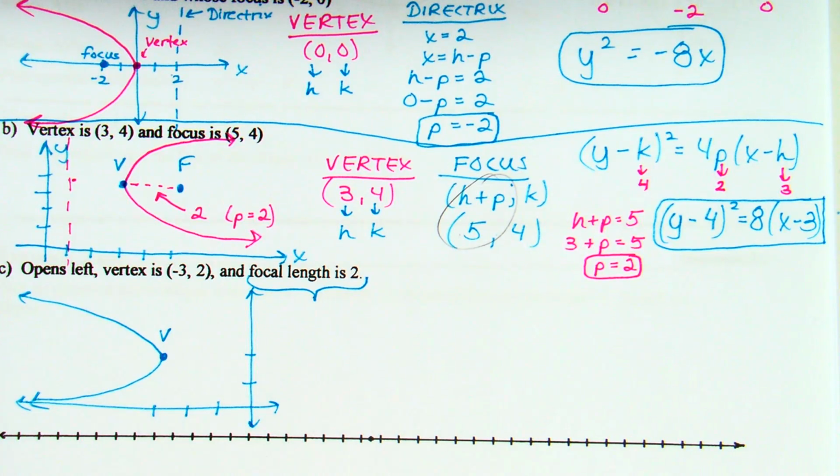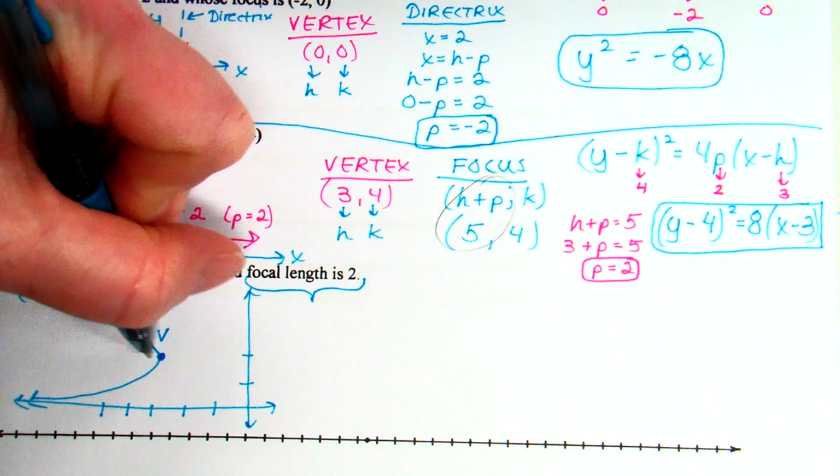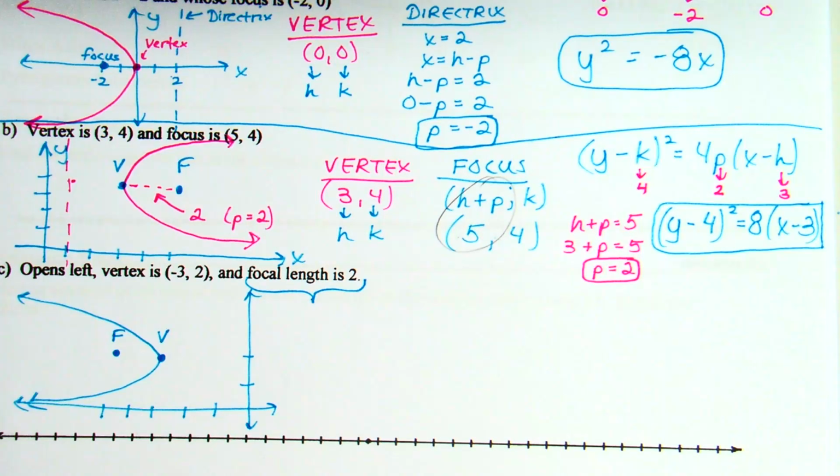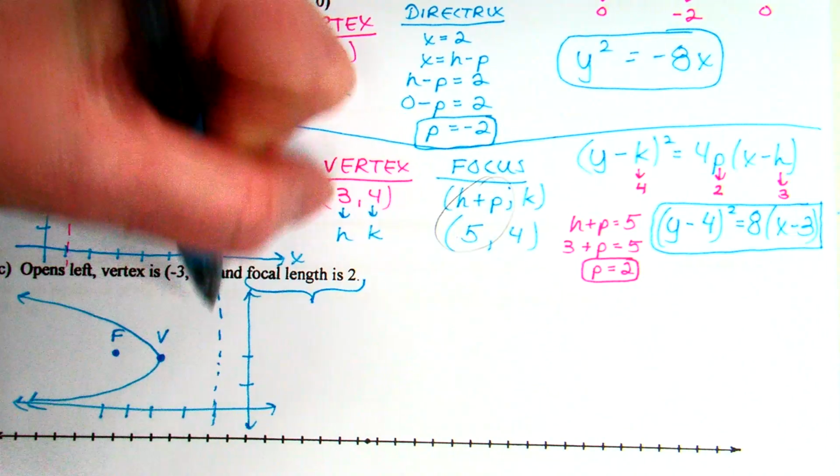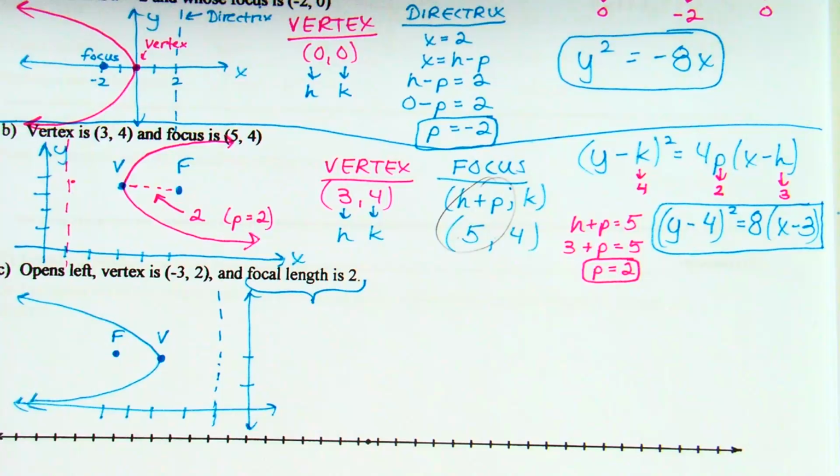What is focal length? Focal length is the distance from vertex to focus and vertex to directrix. And so that means that if there's my vertex, if I continue to go 2 to the left, there is my focus. If I went back 2 to the right, that would be my directrix, because they're supposed to be evenly spaced, right?